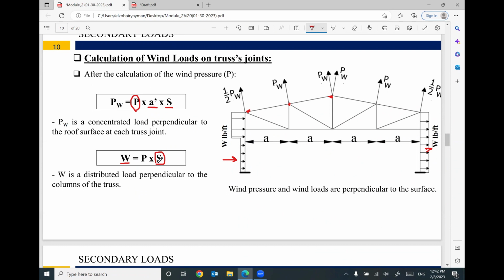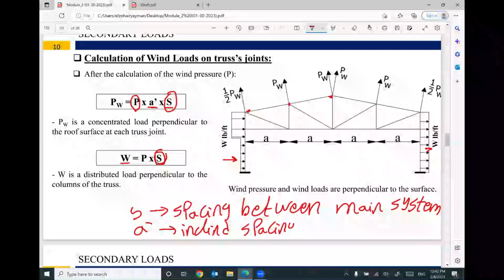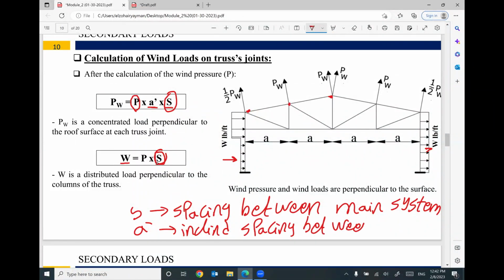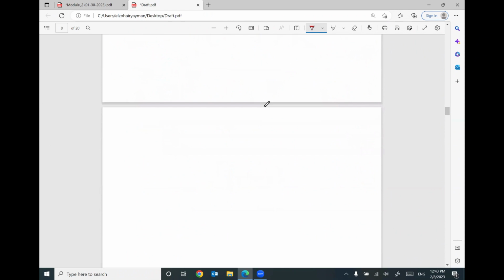Guys, do you remember what is the meaning of S? S is the spacing between main systems based on your layout. A prime is the inclined spacing between purlins, this distance. So this shape will be converted to your truss. We have truss.